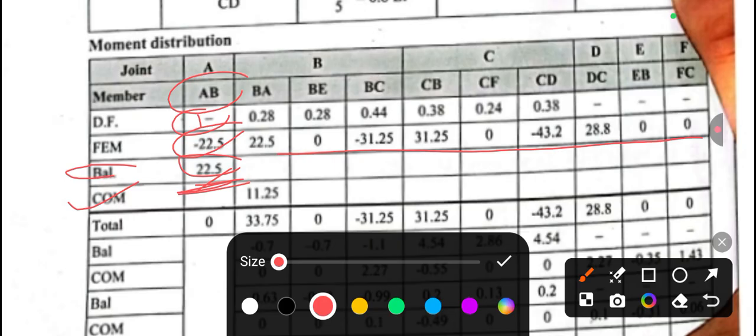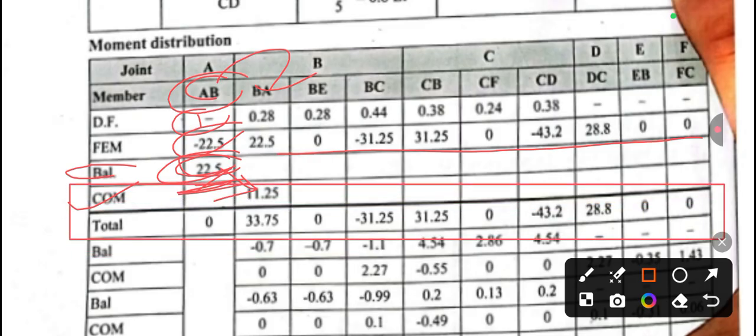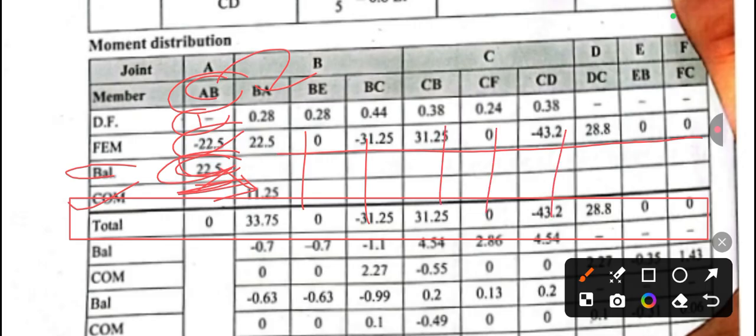In the second step we have to do carry over moment. Carry over moment means we have to just transfer half of the moment of this to its respective neighbor. The neighbor of this AB is BA, so we have to transfer half. Half of 22.5 means 11.25, so we transfer only this much to the respective neighbor. Now let's add all the values. So finally in total we get this value.